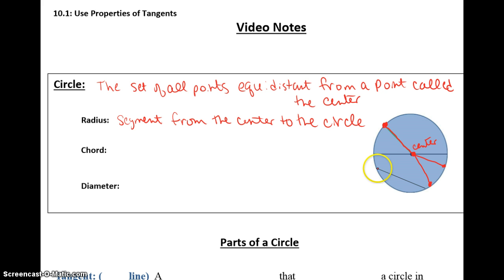Another type of segment that we see in circles is called a chord. And the chord is this line here at the bottom, this line segment. The segment has endpoints that touch the circle on both sides. So a chord is a segment with endpoints on the circle.